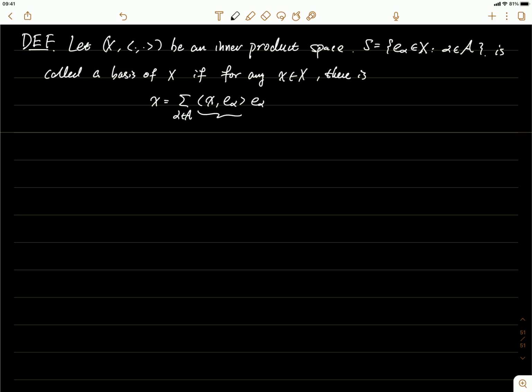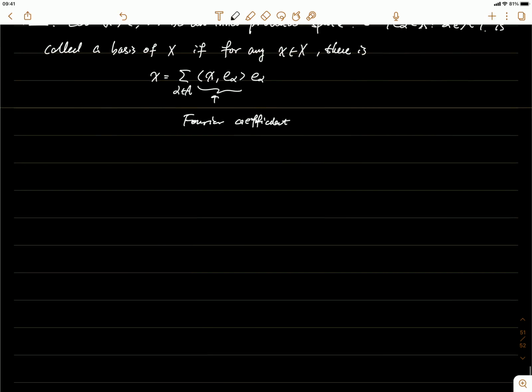Okay? And there's a name for this. This is called the coefficient or Fourier coefficient of this X with respect to E alpha. Okay, so we showed in real analysis that there is a so-called Bessel inequality to bound the sum or the series of these coefficients using the norm of X. Okay, and this is given by the so-called Bessel inequality.